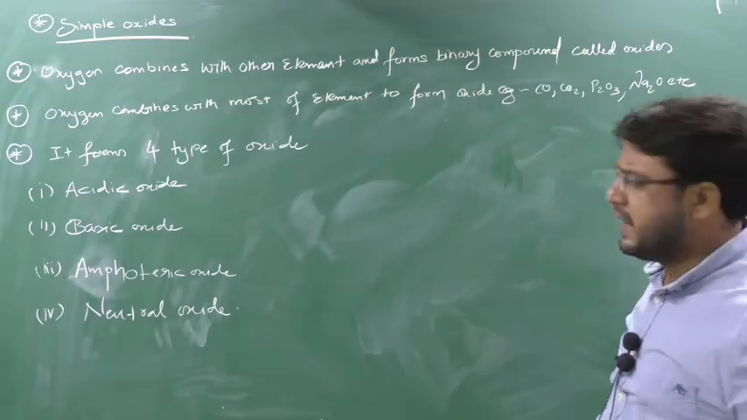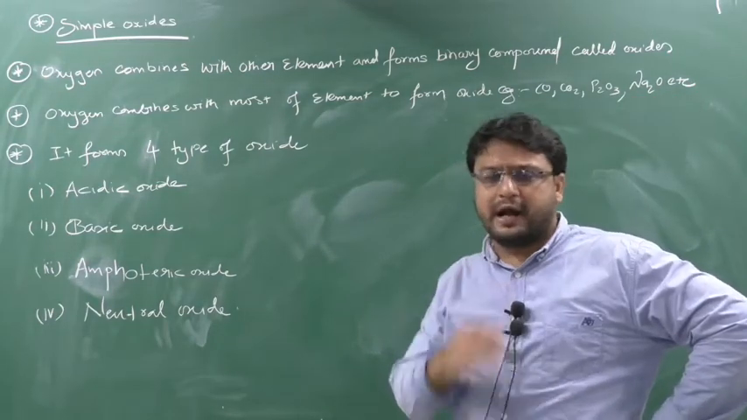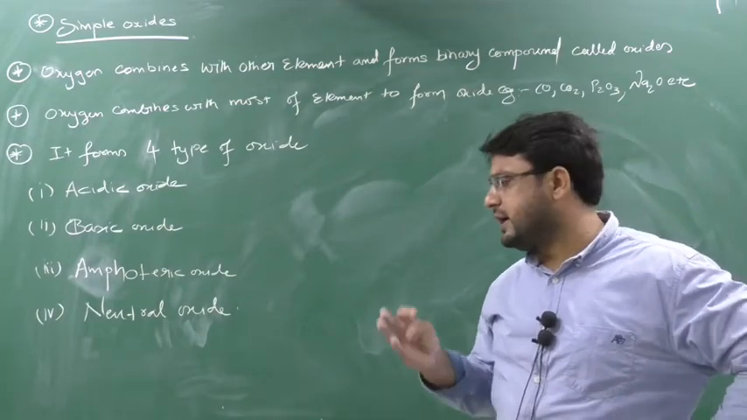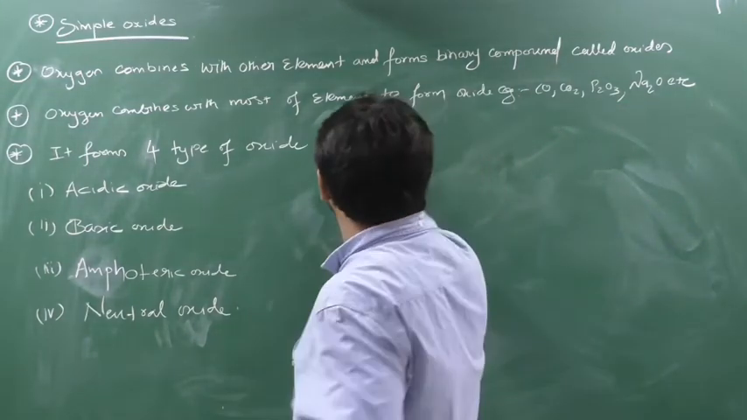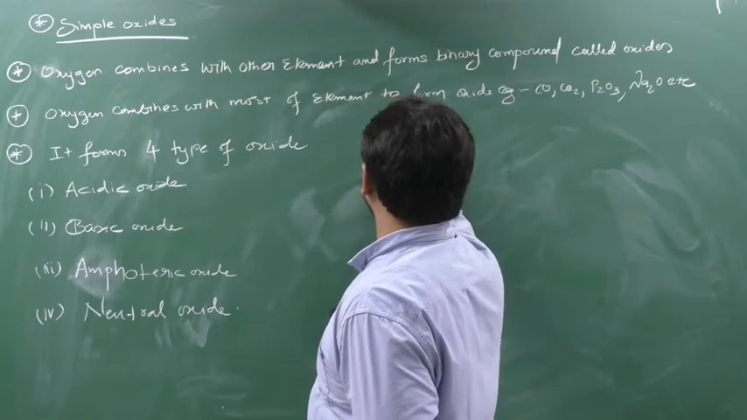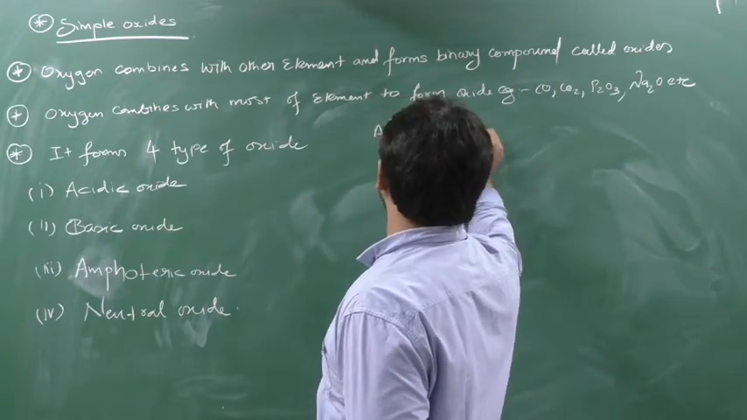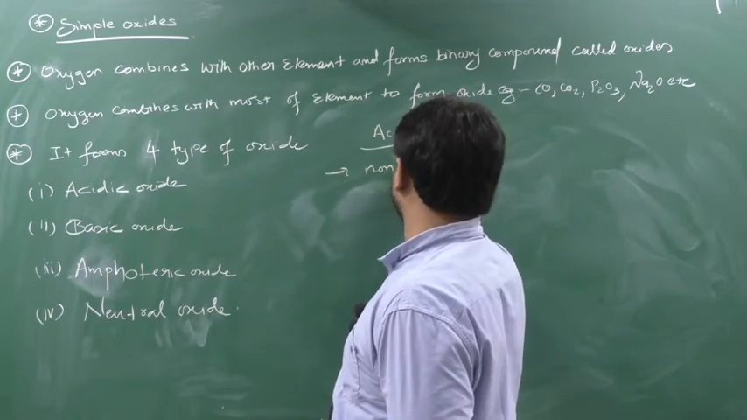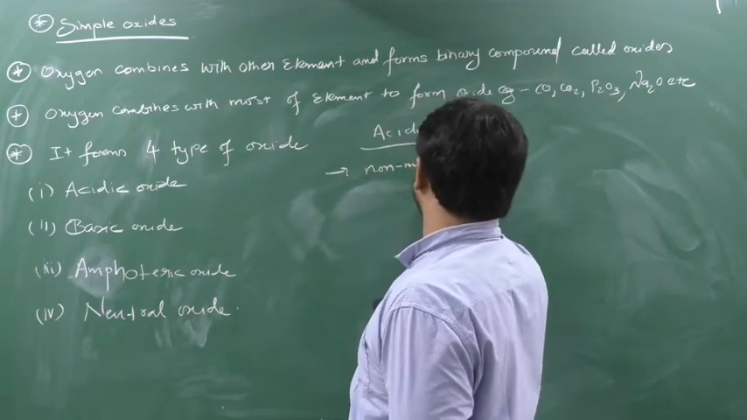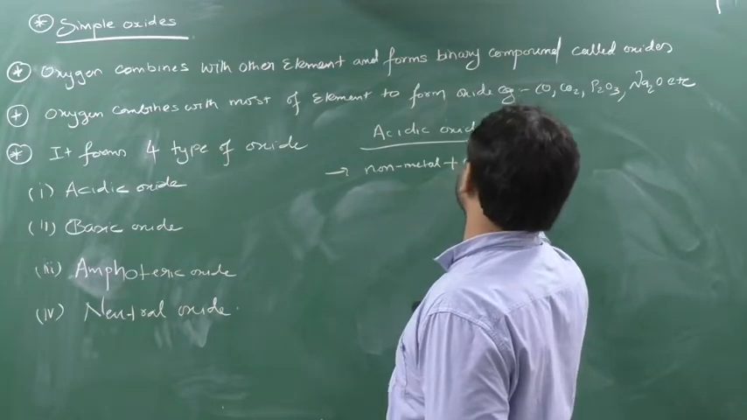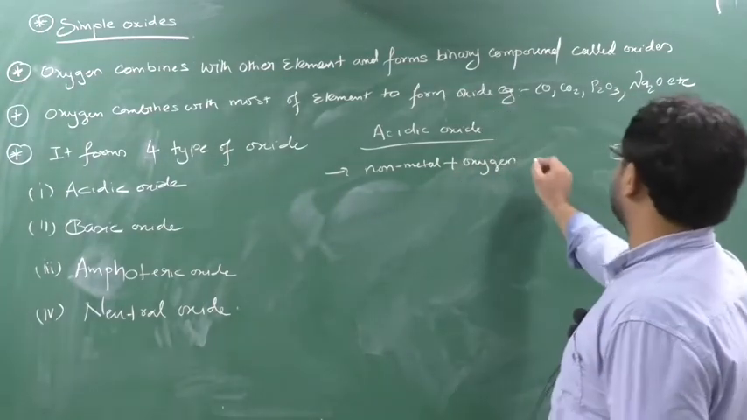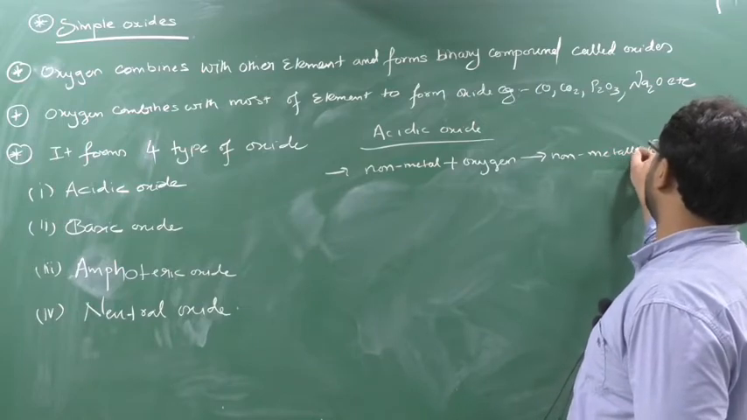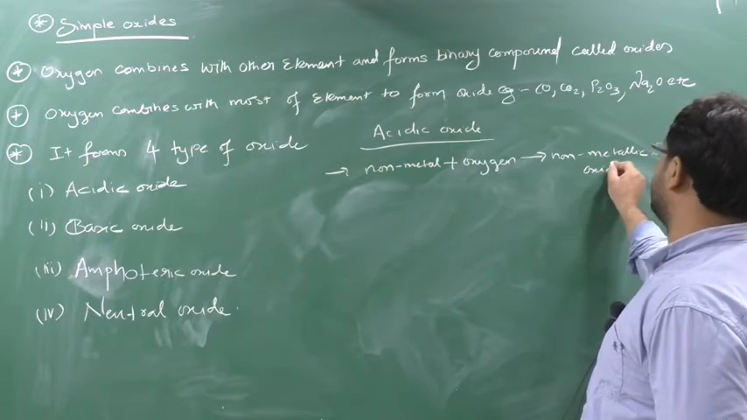Okay, and the oxides are of totally four kinds: acidic oxide, basic oxide, neutral oxide and amphoteric oxide. So first we will see the acidic oxide. Clear? See, who can form the acidic oxide? Very simple: a non-metal when combined with oxygen, as you studied in lower classes also, forms a non-metallic oxide. Non-metallic oxide. Please see here.